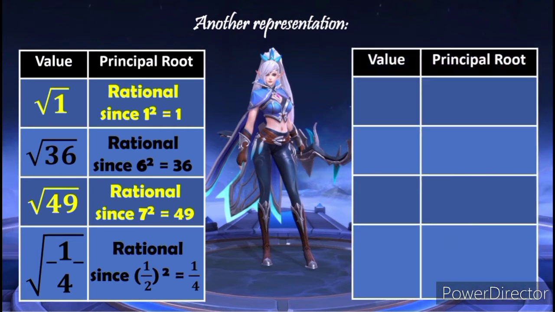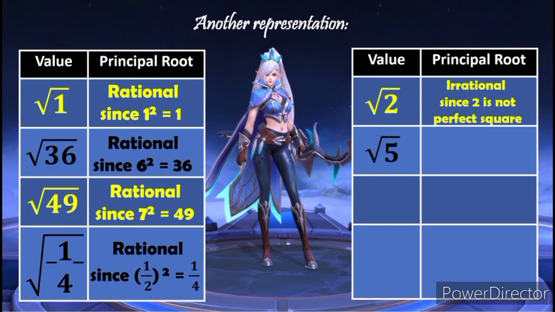Now let's try the second table. We have square root of 2. Rational or irrational number? Yes, that is irrational, since 2 is not perfect square. Now we have square root of 5. That is also irrational since 5 is not perfect square.